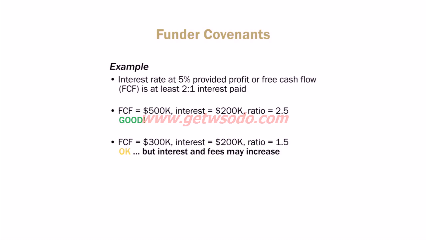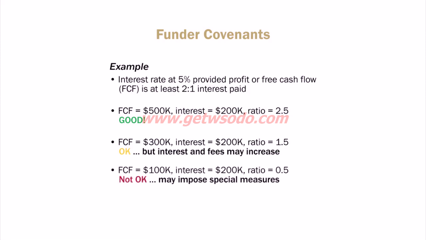This is where the lenders really make money. They might want an extra couple of points of interest, or they might increase their fees. If your cash flow plummets to say only $100,000 and your interest payments were $200,000, so the ratio's 0.5, that would constitute a more serious breach where the funder might say, well, there's cash in the business to cover it, but if this carries on for 2, 3, 4 months, then there could be special measures imposed.